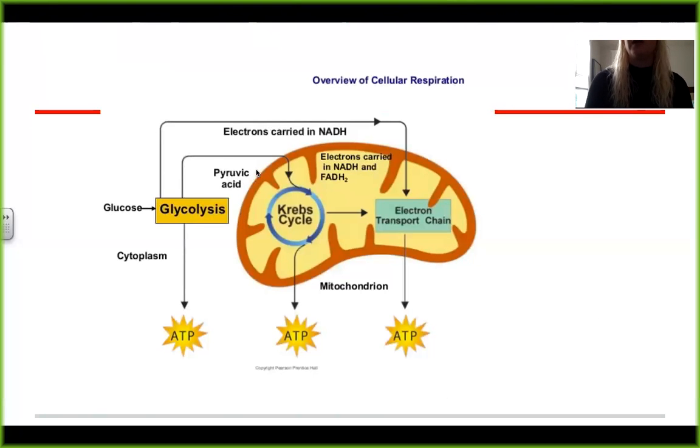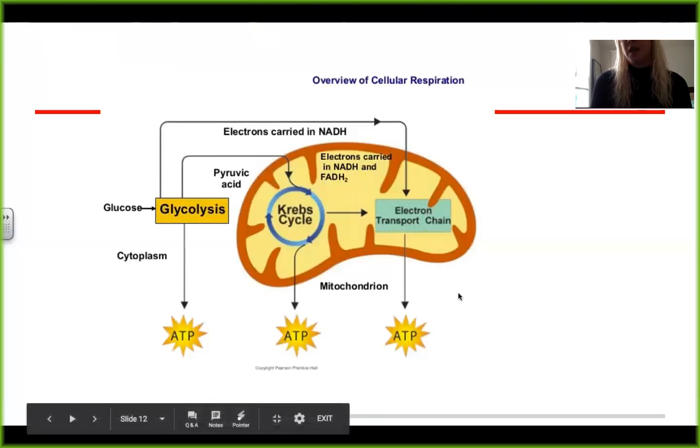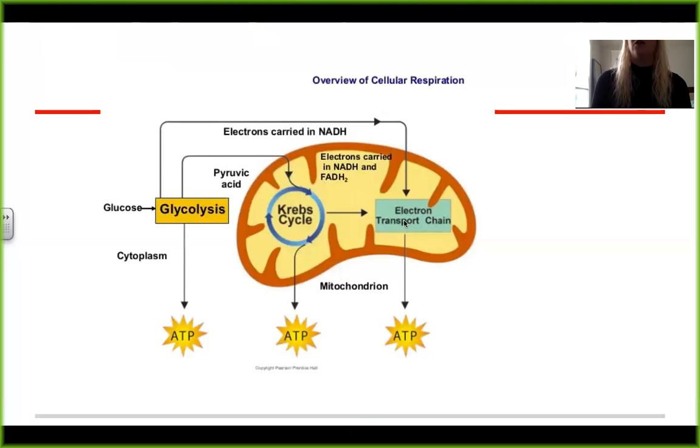If we have oxygen, we have a compound called pyruvic acid, which actually enters the mitochondria. It goes through something called the Krebs cycle, right, where electrons are transferred. We have these helper molecules, NADH and FADH2. And we also have an electron transport chain. This is where an insane amount of ATP is produced, right? This is where the bulk of the 34 ATPs from this process come from, from that electron transport chain.